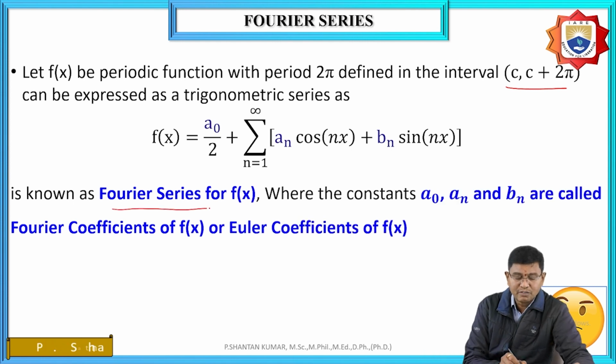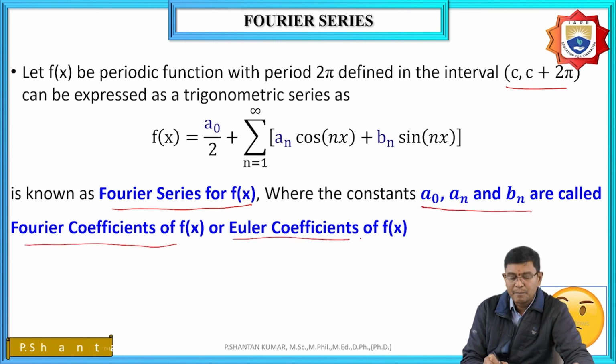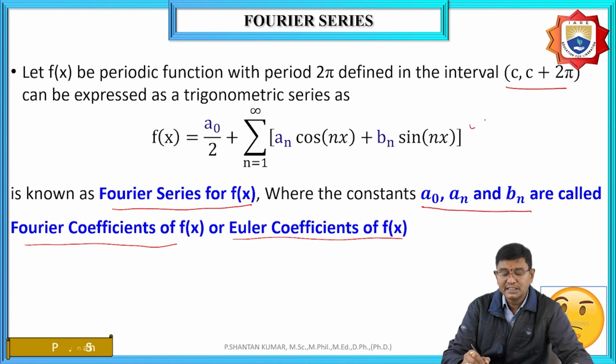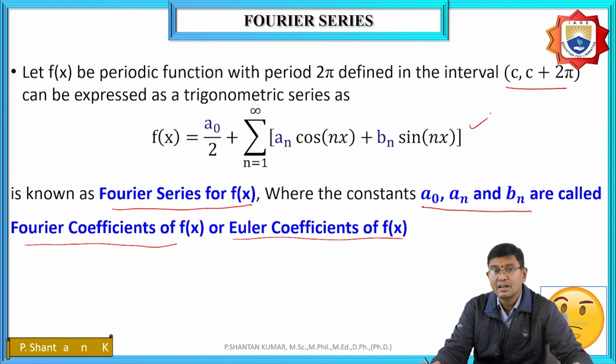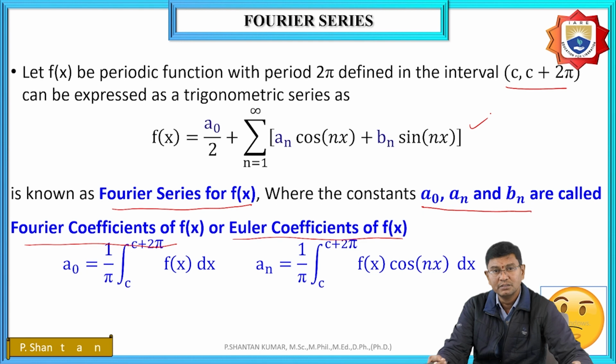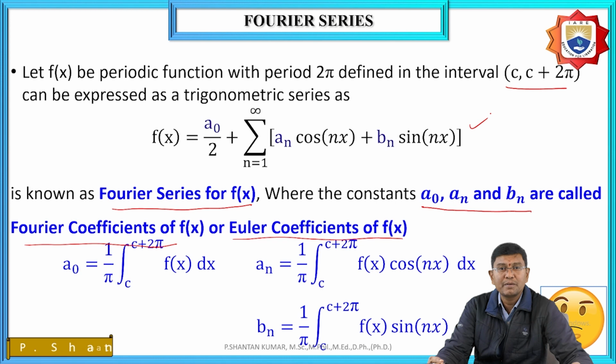This series for the function f of x is known as the Fourier series for f of x, where a0, an and bn are called the Fourier coefficients, also called the Euler coefficients of f of x. The values are: a0 is equal to 1 by pi integration c to c plus 2 pi f of x dx, an is 1 by pi integration c to c plus 2 pi f of x into cos n x dx, and similarly bn is 1 by pi integration c to c plus 2 pi f of x into sin n x dx.